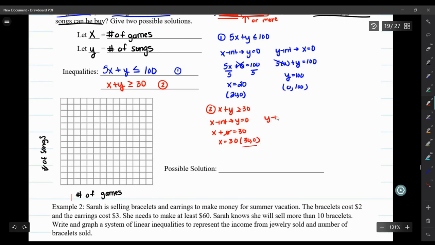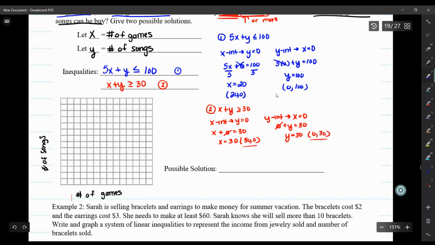And then for the y-intercept, that means that x is equal to 0. So we're going to have 0 plus y equaling 30. And again, this 0 I don't need. So y equals 30 also. So my y-intercept is (0, 30).